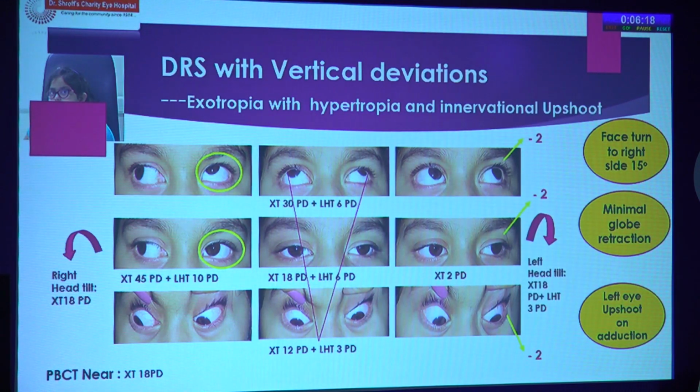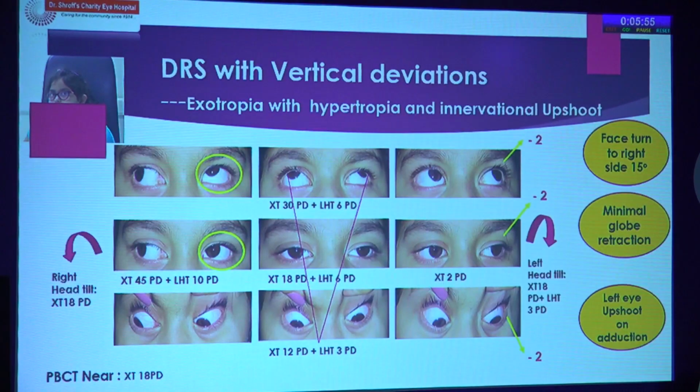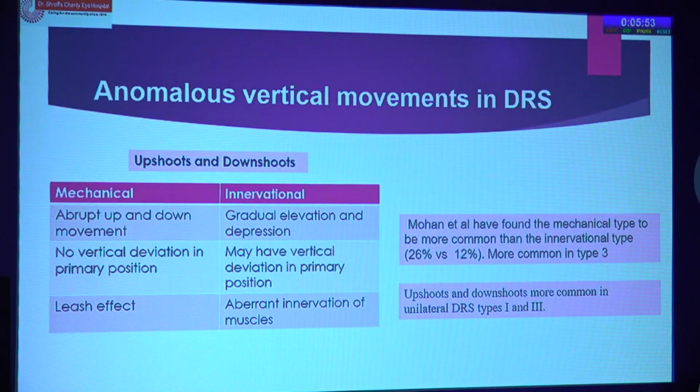Now when we had the video, we found that it was a gradual shifting of the eye. So it was a left hypertropia of only 6 prism diopters, which increased when you see it in dextroversion. You find that it has increased, so the measurements of the exotropia also increased. So this fitted into our innervational upshoot.